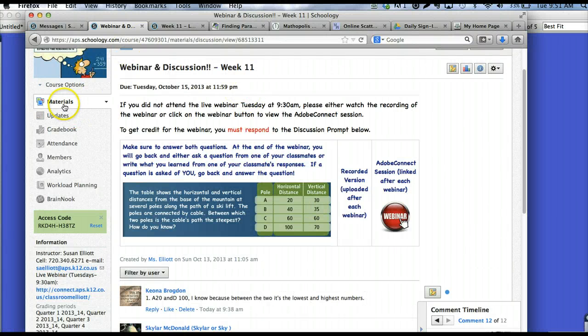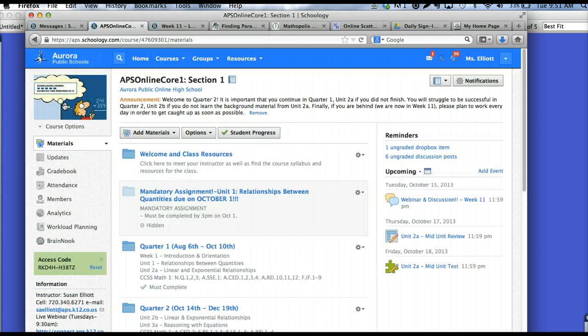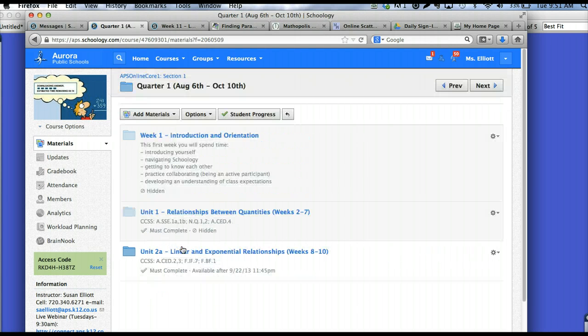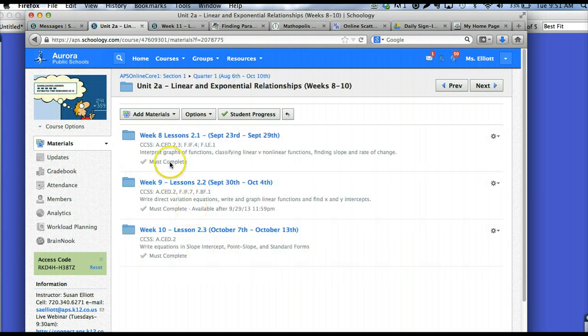So if we look at materials, say you guys are going into Schoology and you go to your materials and you see quarter 1 and you see quarter 2. Some of this other stuff you won't see because it's hidden. So for a lot of you guys, you'll want to go ahead and click on quarter 1 even though we're in quarter 2. Notice that unit 1 is hidden. Okay, you can't access that anymore. But you can access unit 2A here, and if I click on that, you can see weeks 8, 9, and 10. Okay, so you'll need to get through weeks 8, 9, and 10.